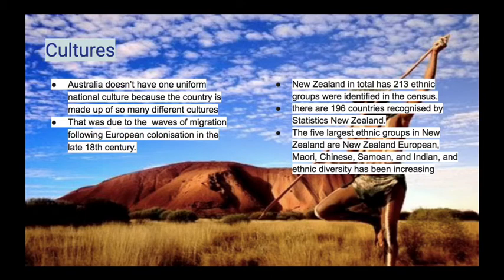New Zealand in total has 213 ethnic groups that were identified by the census. There are 196 countries recognized by statistics in New Zealand. The 5 largest ethnic groups in New Zealand are New Zealand European, Maori, Chinese, Samoan, and Indian, and ethnic diversity has been increasing.